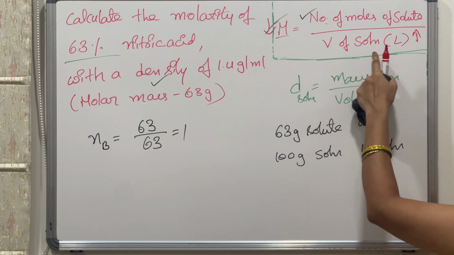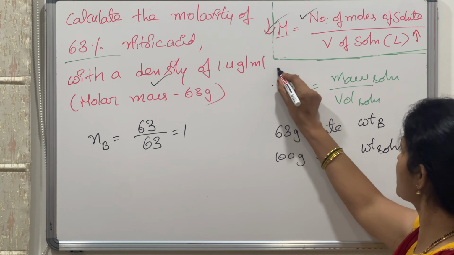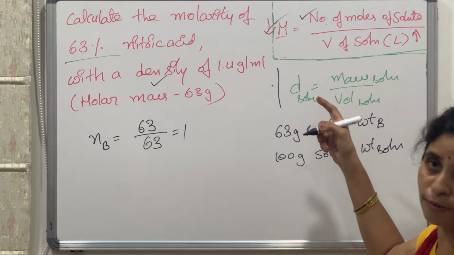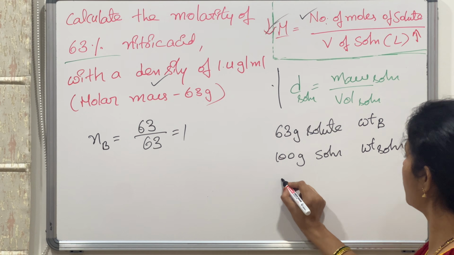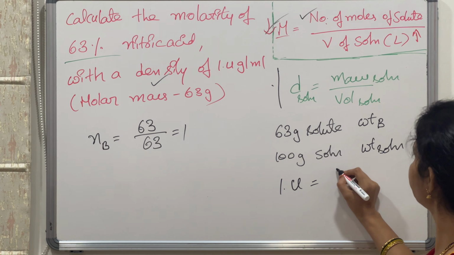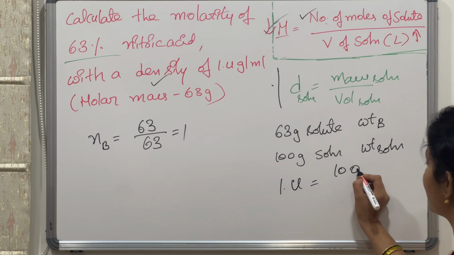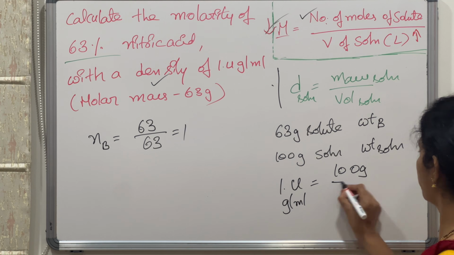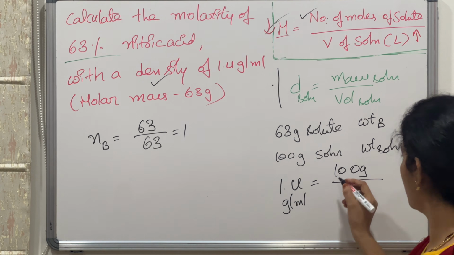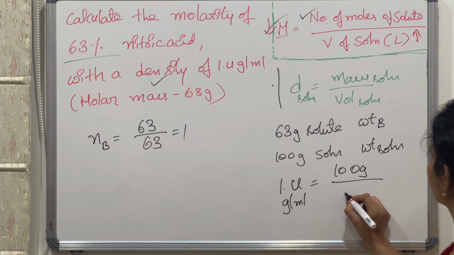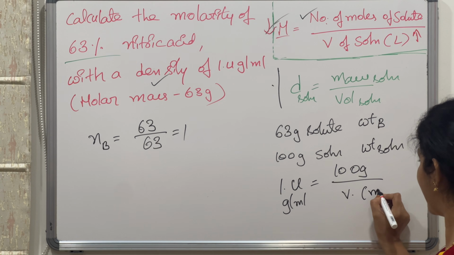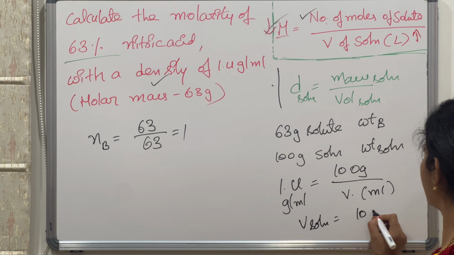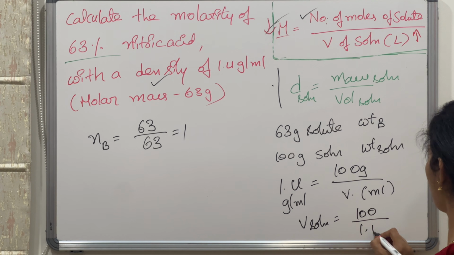So you need the volume of a solution. For that, if you use this relation, density of a solution is equal to mass by volume. Density is equal to 1.4, and mass of the solution is 100 grams. Here it is grams per ml. It is given in ml, you remember. So 100 divided by the volume of the solution in ml. So the volume of the solution in ml is equal to 100 divided by 1.4.